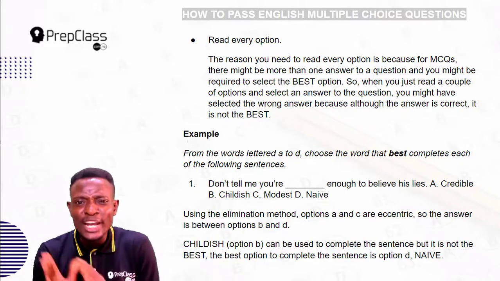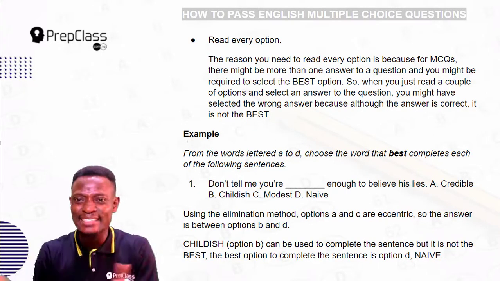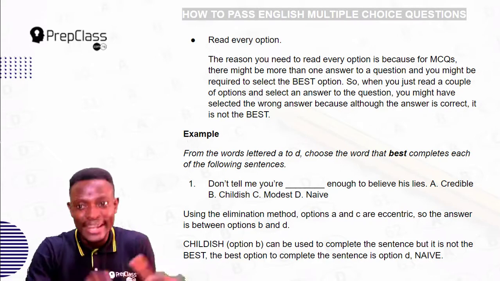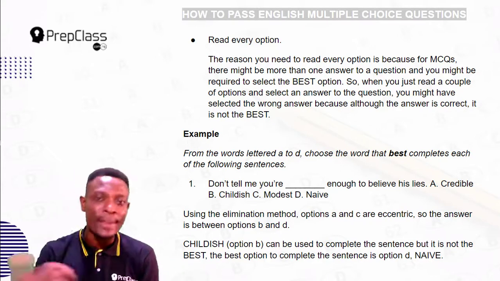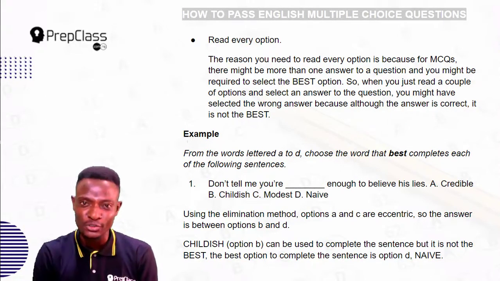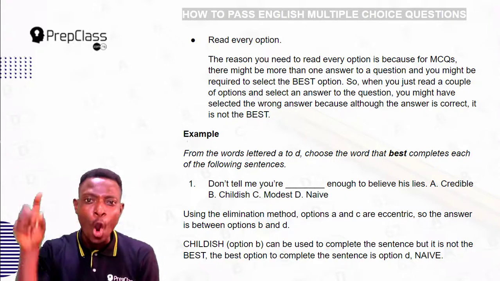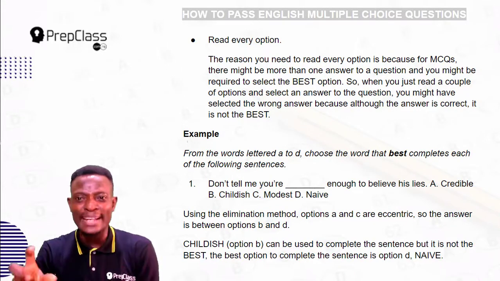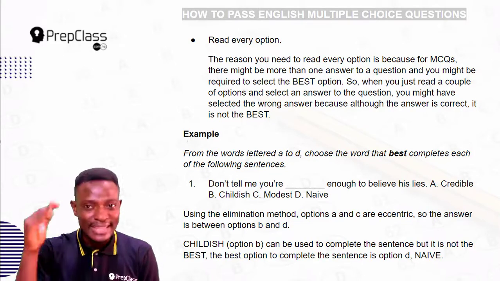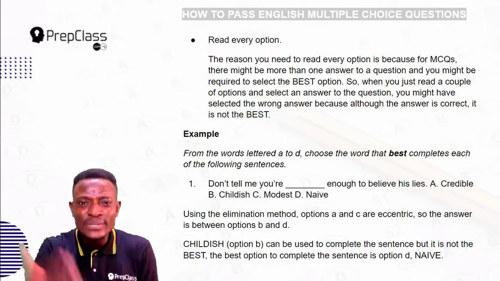So, when you just read a couple of options and select an answer to the question, you might have selected the wrong answer because although it is correct, it is not the best. So, it is always important to read every option to select the best option. An option might actually be correct, but another option might actually be the best to fill that sentence. So always read every option.